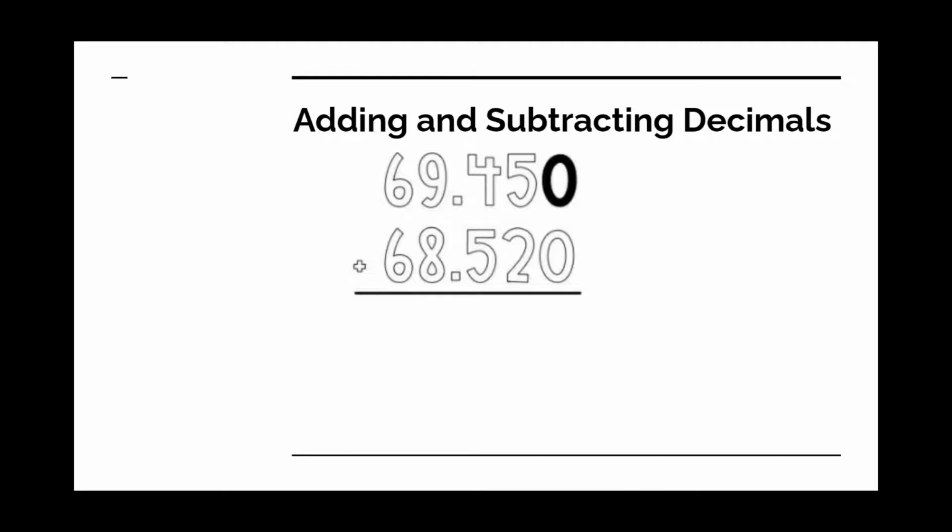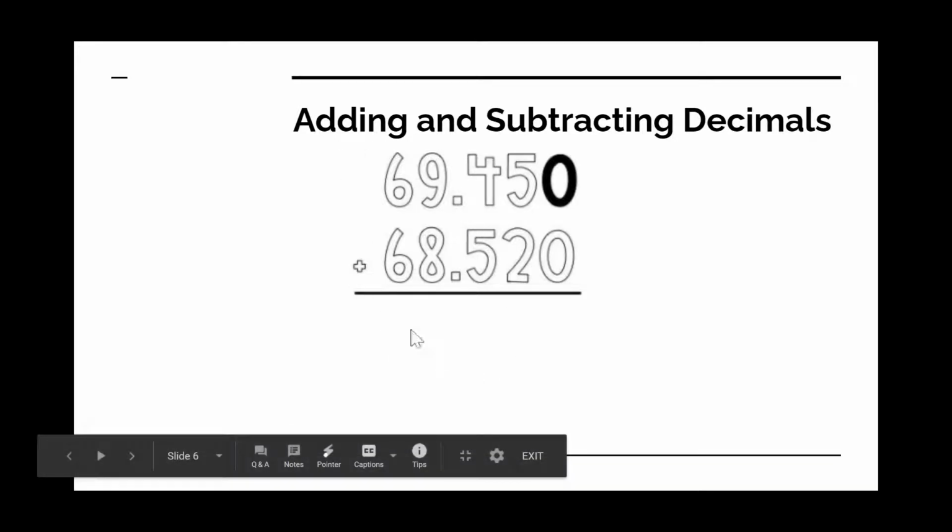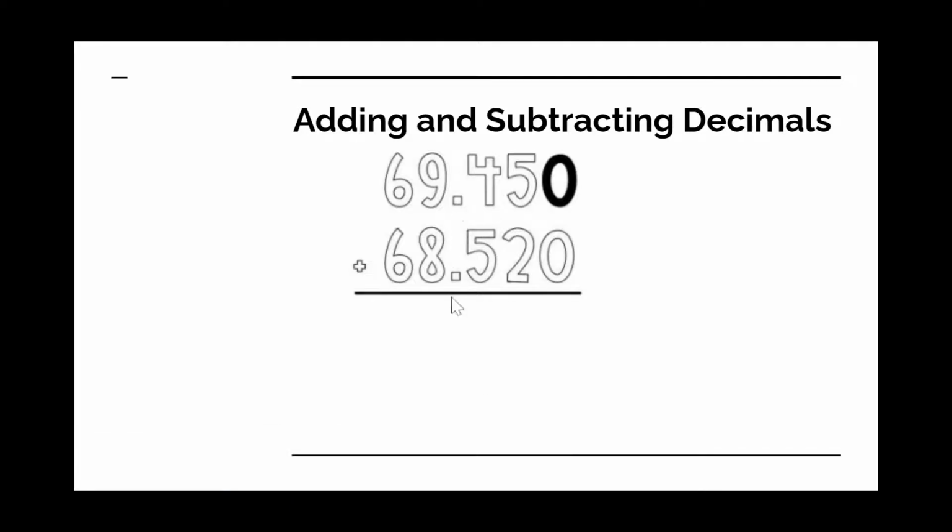Over here, you would want to arrange the numbers by where the decimal point is. So you want to line up the decimal points. And then over here, they added a 0 because 0 equals nothing. So you can add a 0 to help you add or subtract. And then you add or subtract normally.